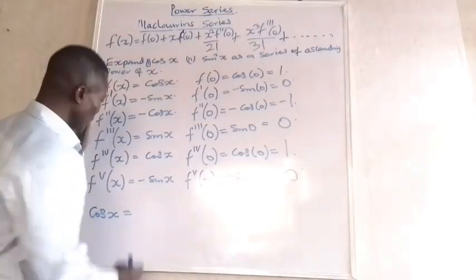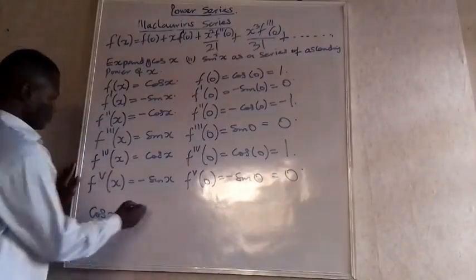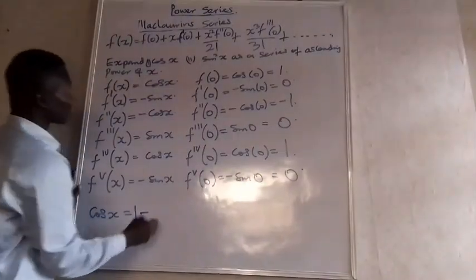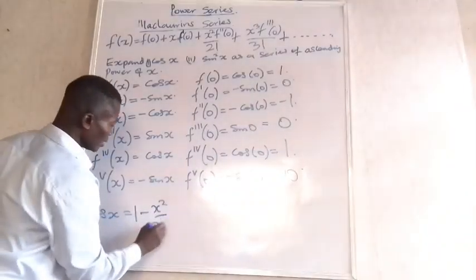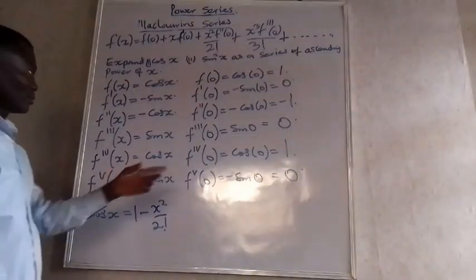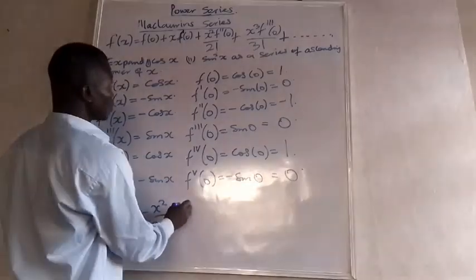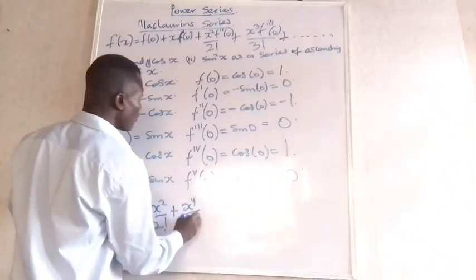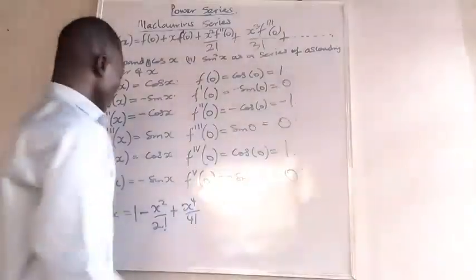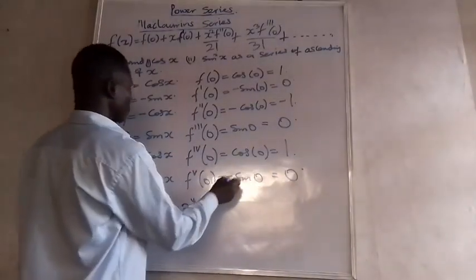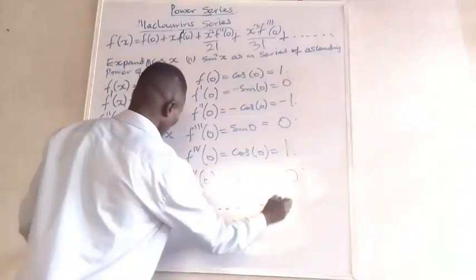What is f(0)? That is 1. What is the first differential? 0. The next one, minus 1 x squared over 2 factorial. For the third one, 0. The fourth one will now be x raised to the power 4 over 4 factorial. And that is 1. The fifth one will not be there. So that's how it will go.